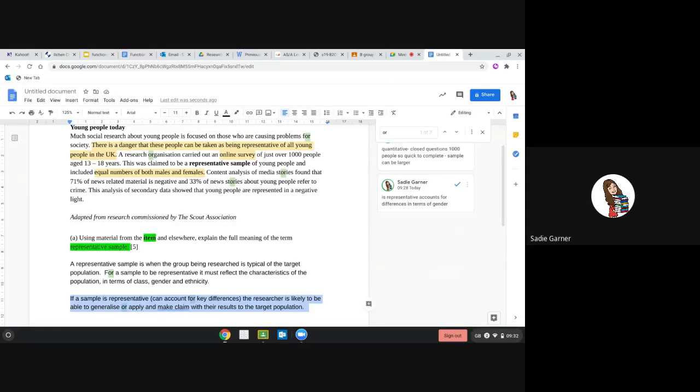16 to 19-year-olds are much more likely to engage in this. So I can make that claim because I studied 16 to 19-year-olds, the sample was large enough, and I had differences in terms of class, gender, ethnicity. That's what makes you able to make a claim or apply your results.